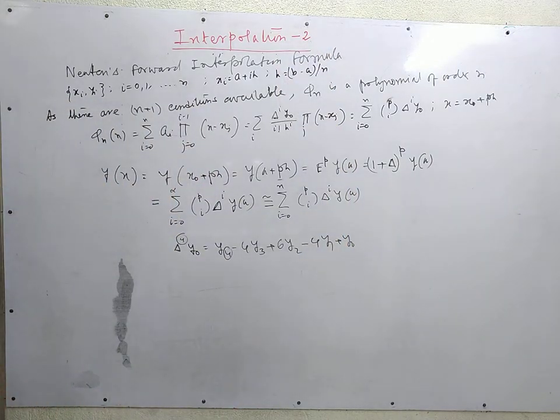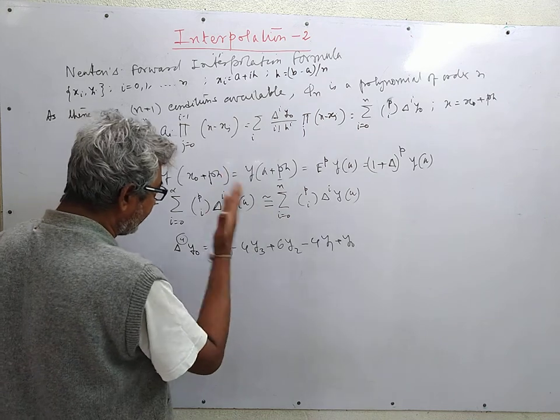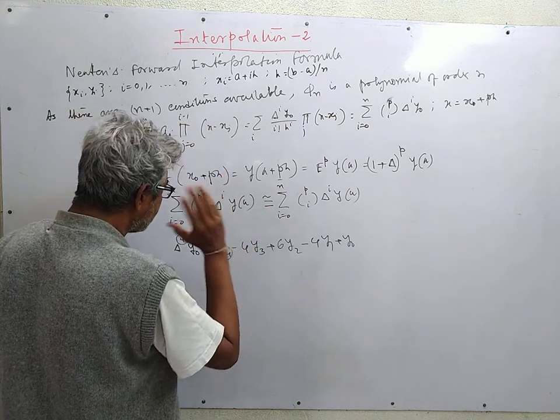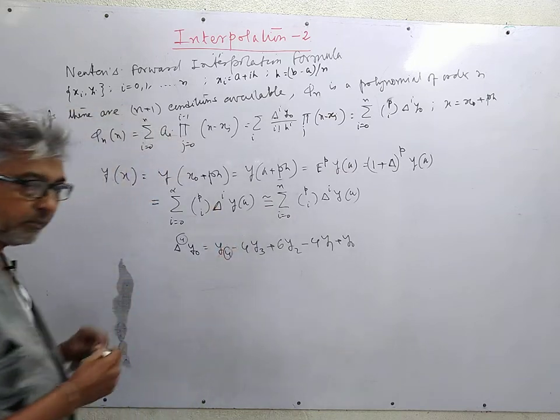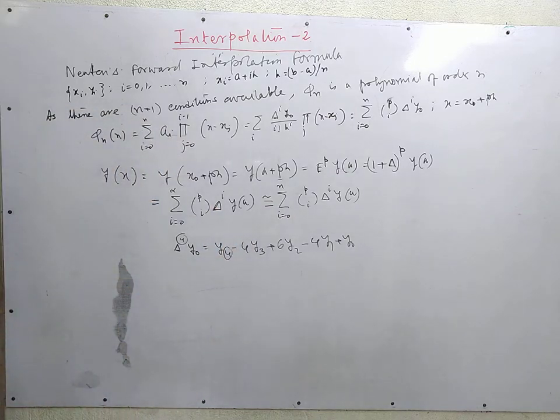So this restriction comes from the fact that we are not provided with an infinitely large number of y values. We are provided with a finite number of y values, so we can calculate differences only up to a particular order. If we are provided with 11 data points, then we can at most calculate the 10th order difference. That sets a limitation on the infinite series expansion.